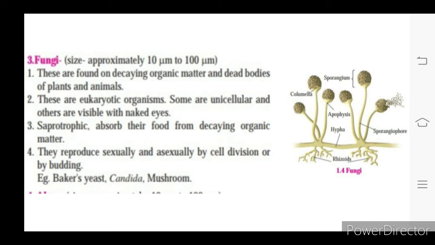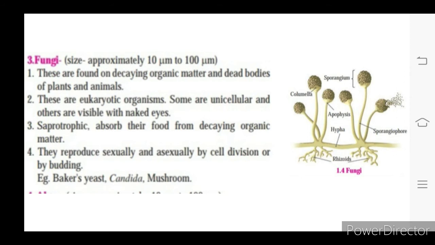These are eukaryotic organisms. Some are unicellular and others are visible with our naked eyes. They are saprotrophic, that means mostly these organisms obtain their food from others. They absorb their food from decaying organic matter. They reproduce sexually and asexually by cell division or by the budding process. So these are the types of reproduction.